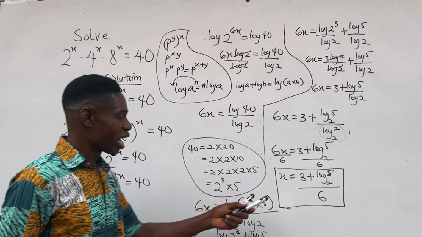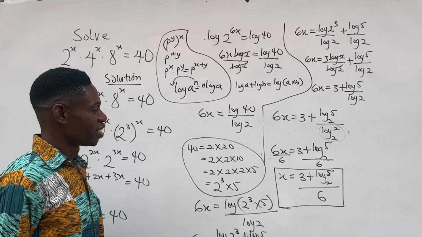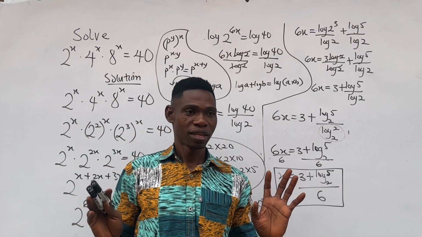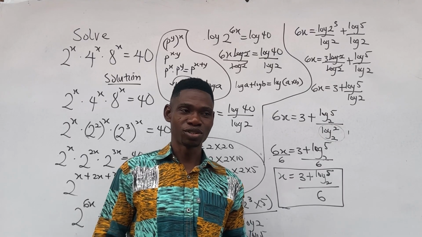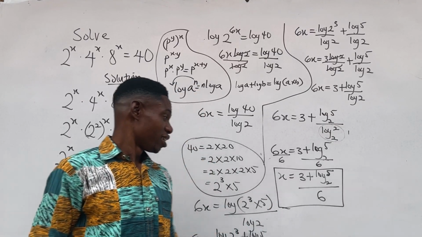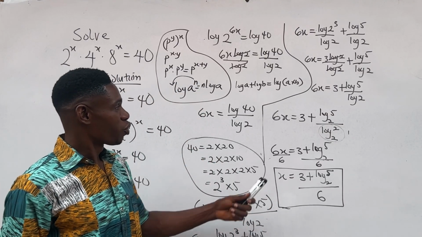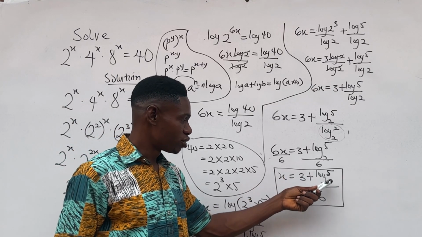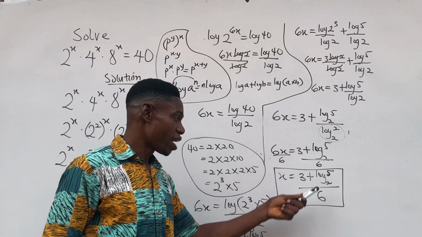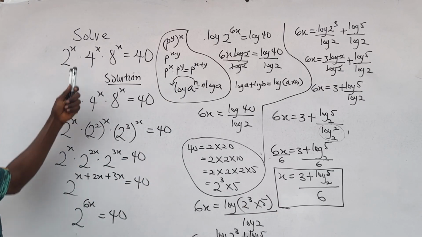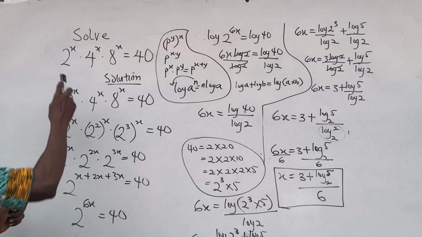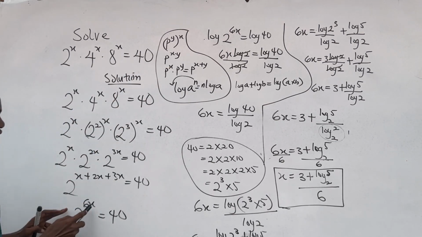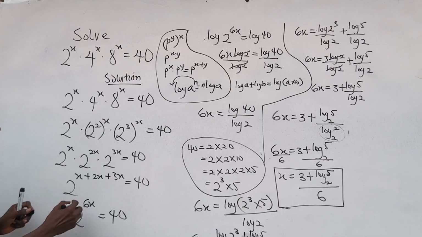And now in case it doesn't look like what you are expecting, remember, we are trying to avoid using a calculator so that the process is clear for learners to really understand. So let's do a quick check. Let's replace x in our original equation with 3 plus log 5 base 2 all over 6. But I will not do it here because it will waste a lot of time. I will just do it here.